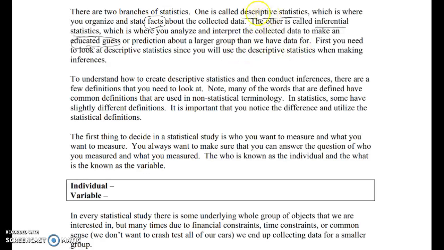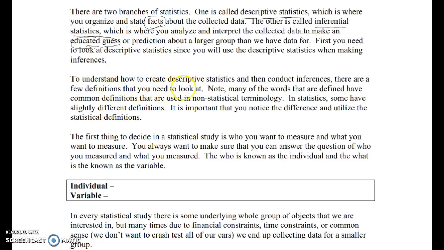Okay, so the root word in descriptive statistics is describe, so that's what we are going to be looking at in the first few chapters, where we're just going to describe the facts about the collected data. The root word in inferential is infer, which means we're going to be making educated guesses about a larger group than what we have data for. Again, some things listed above with making predictions. First, we need to look at descriptive statistics, since we will use descriptive stats when making inferences.